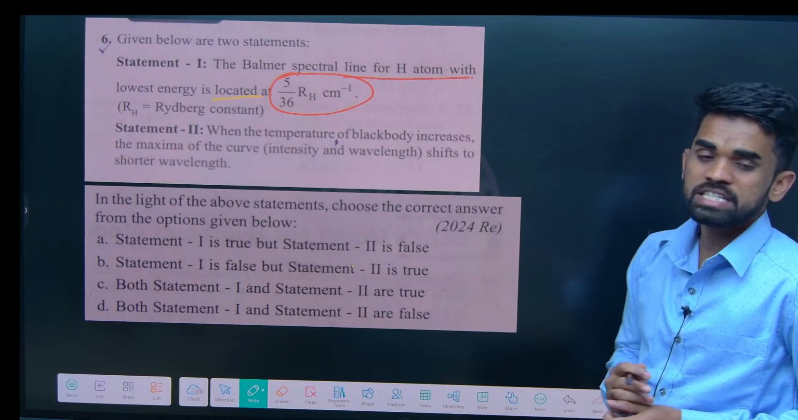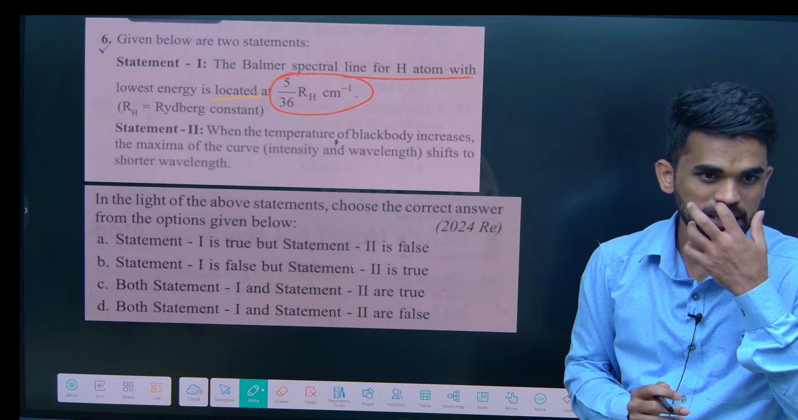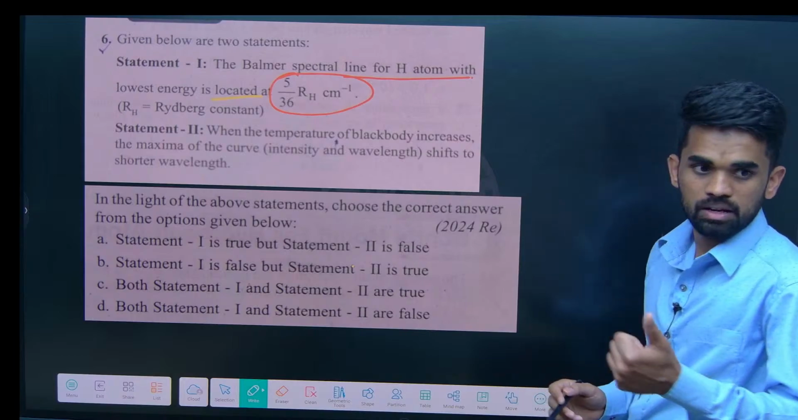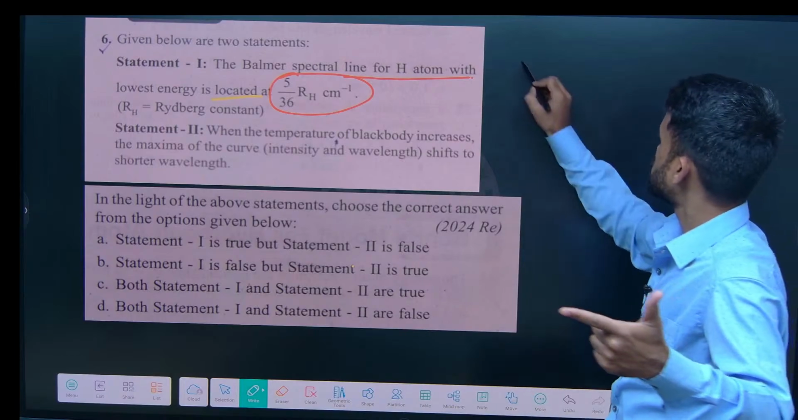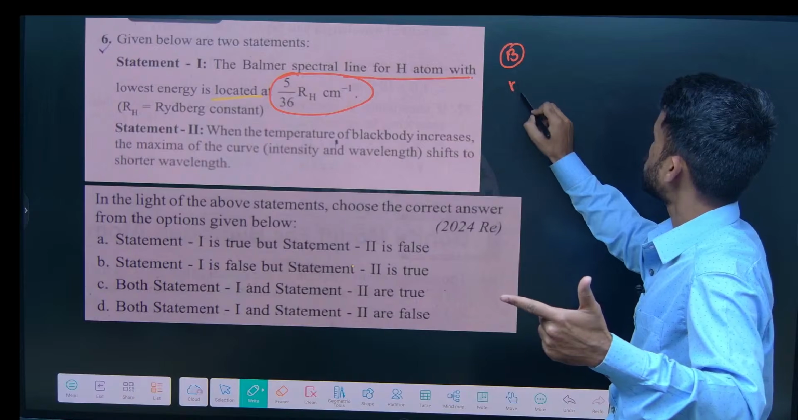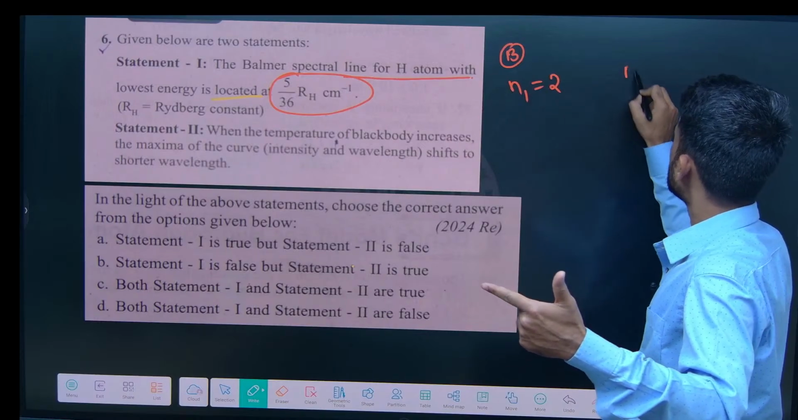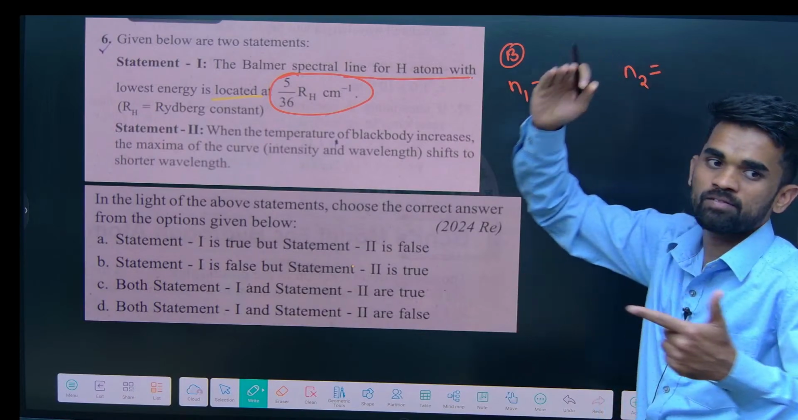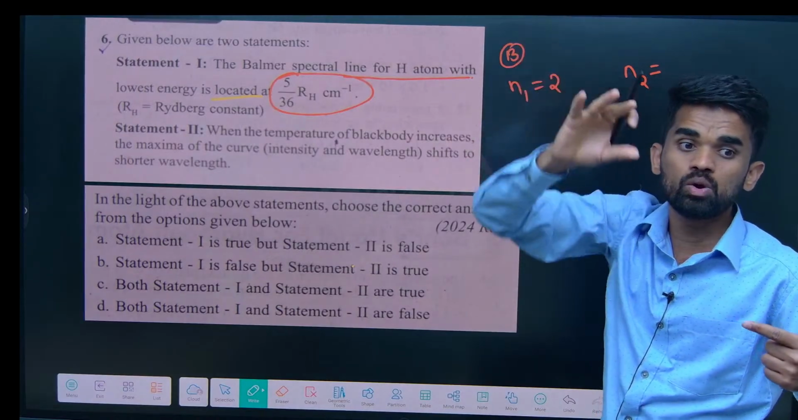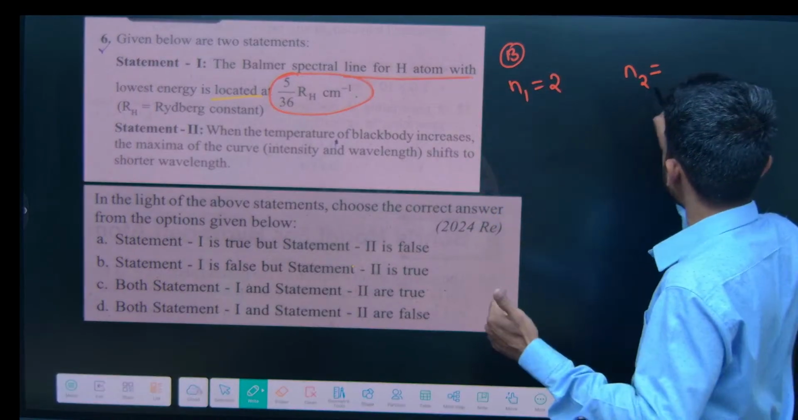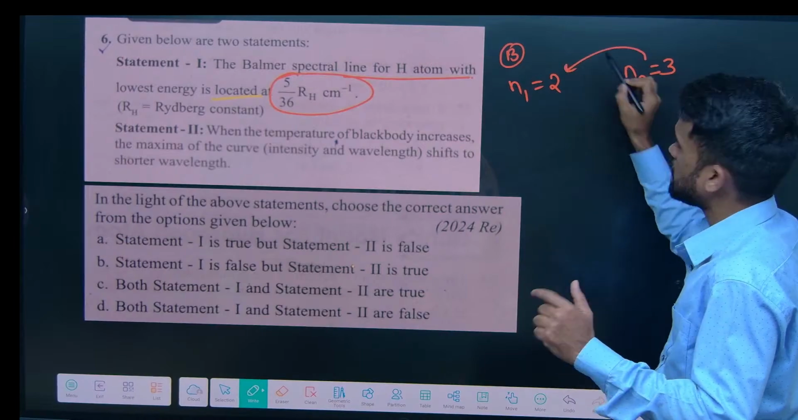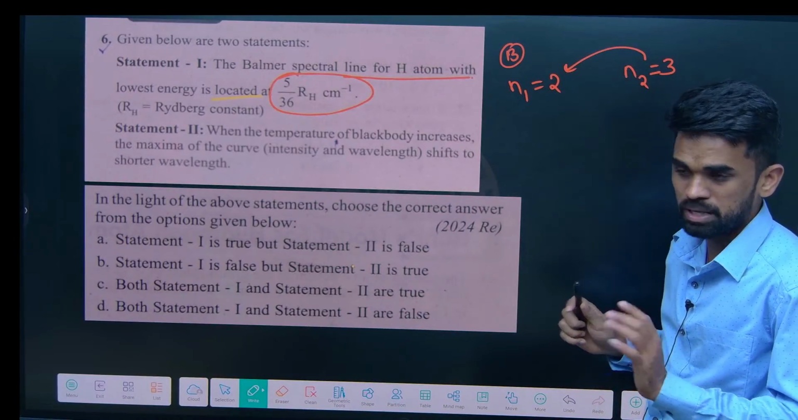Lowest energy means what is the transition we discussed? Balmer means N1 should be 2, and N2 should be 3. N2 can be anything from 3 to infinity, but the lowest energy difference means 3 only. So this is the least energy difference. You got the concept here, right?